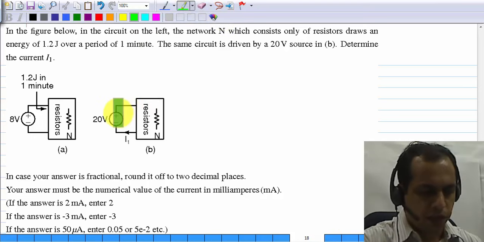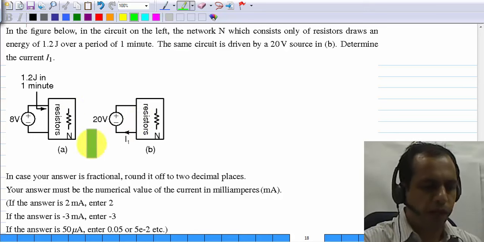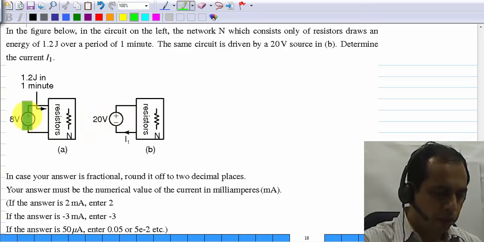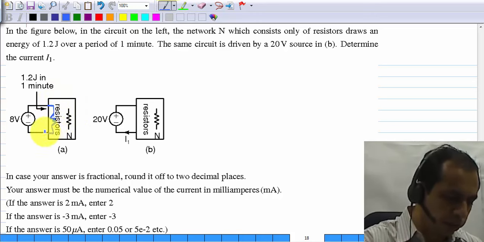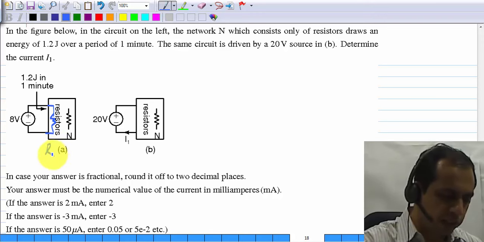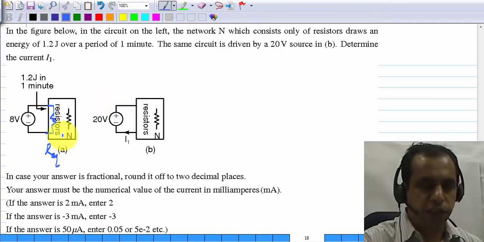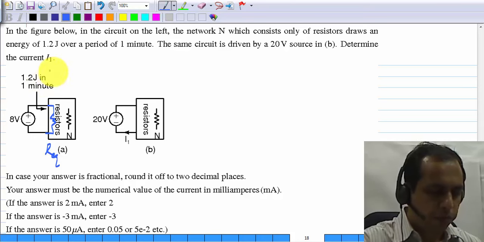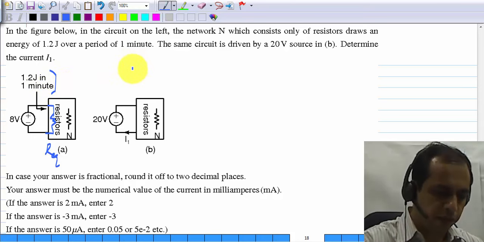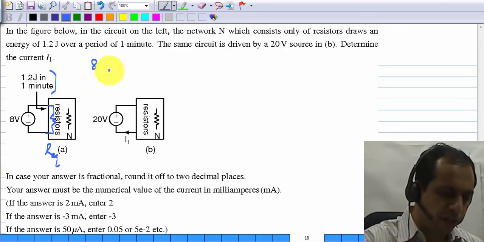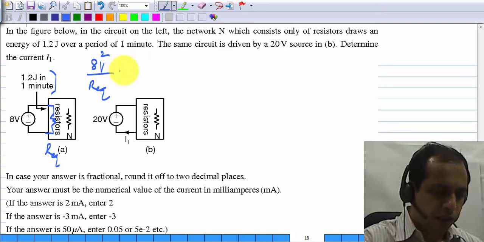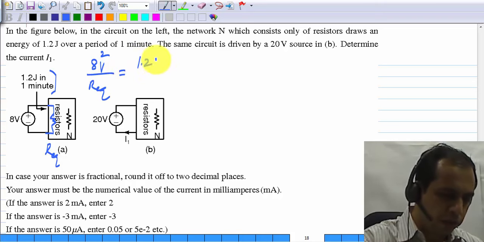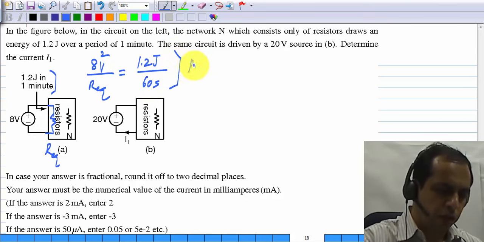Here again there is some problem where you have to do some calculations with power or energy. First of all, this network consists only of resistors, so that means that eventually between these two terminals there is an equivalent resistance Req. And how much is that? To compute that, you are told that it absorbs 1.2 joules in 1 minute. So if 8 volts is applied across Req, 8 volt square divided by Req equals 1.2 joules divided by 60 seconds. This is the power.